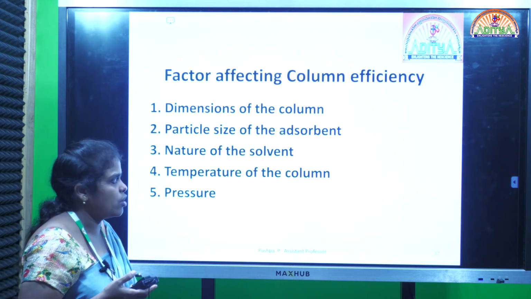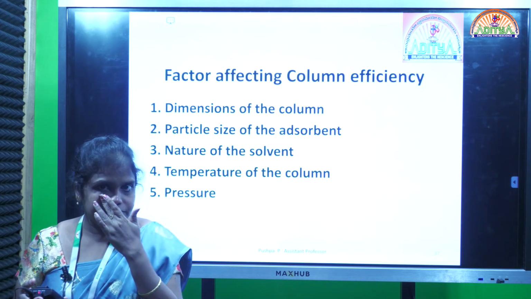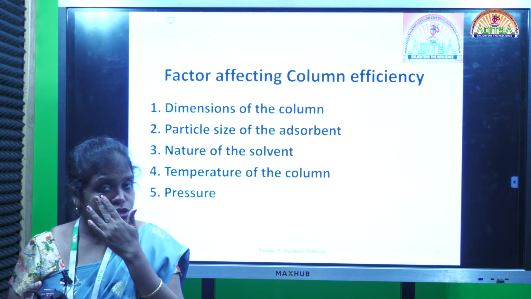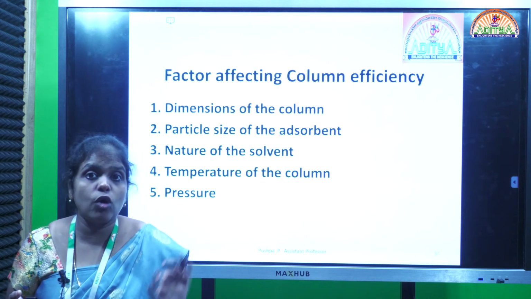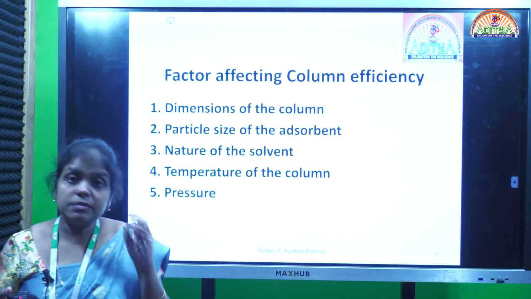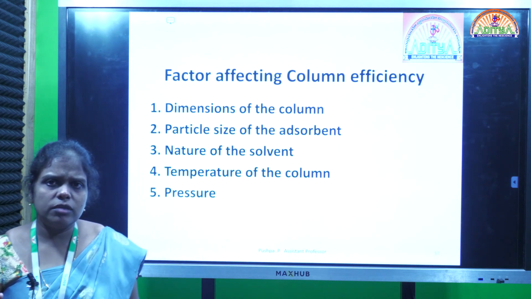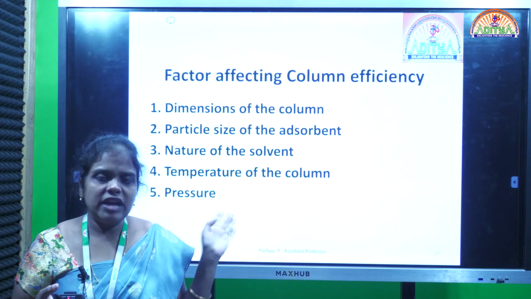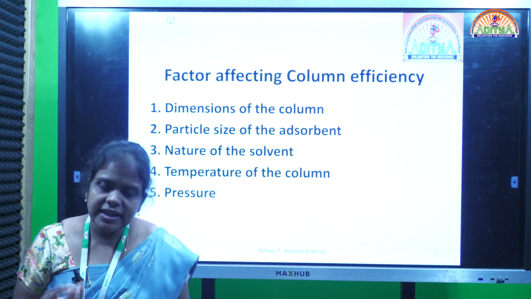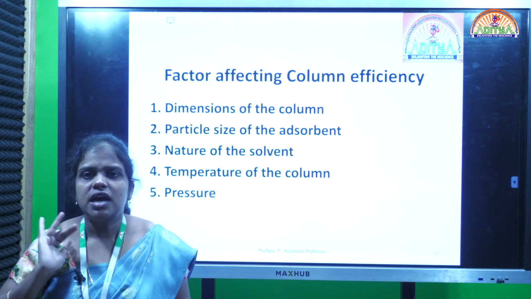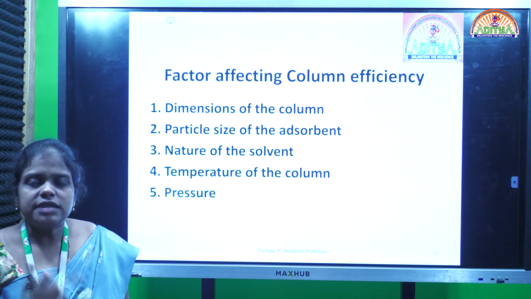there will be good separation in the column chromatography. And the nature of the solvent, whatever solvent or mobile phase we are using, it should be inert. That means the mobile phase should not react with the sample, the stationary phase, or the column we are using. But it should have the property of solubilizing the sample. If the sample is not solubilized in the mobile phase, it can't go through the column or the adsorbent, and there will be no better separation. It should act as a solubilizing agent, but it should not react with the sample, stationary phase, or the column used in this separation technique.